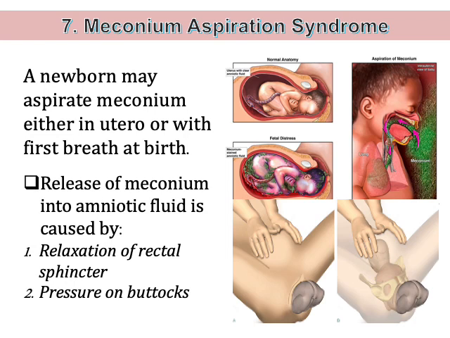Fetal distress caused by hypoxia further causes vagal stimulation. Vagal stimulation will then relax the rectal sphincter, causing the release of meconium. Second, release of meconium into amniotic fluid is possibly caused by pressure on the buttocks. This is true with the aspiration of meconium by the fetus at first breath during birth. Babies born breech have more pressure on the buttocks during labor and delivery.